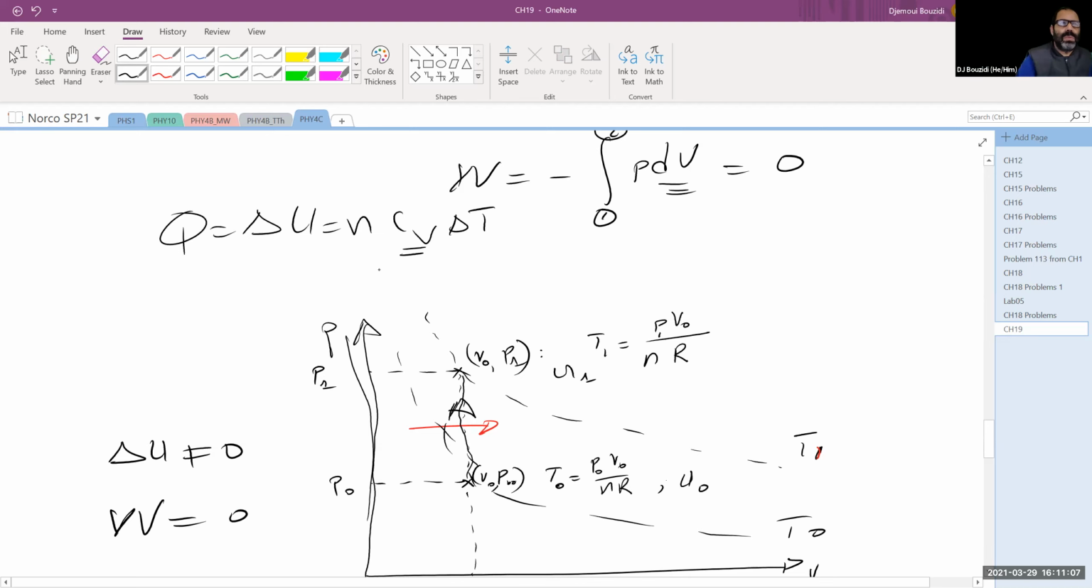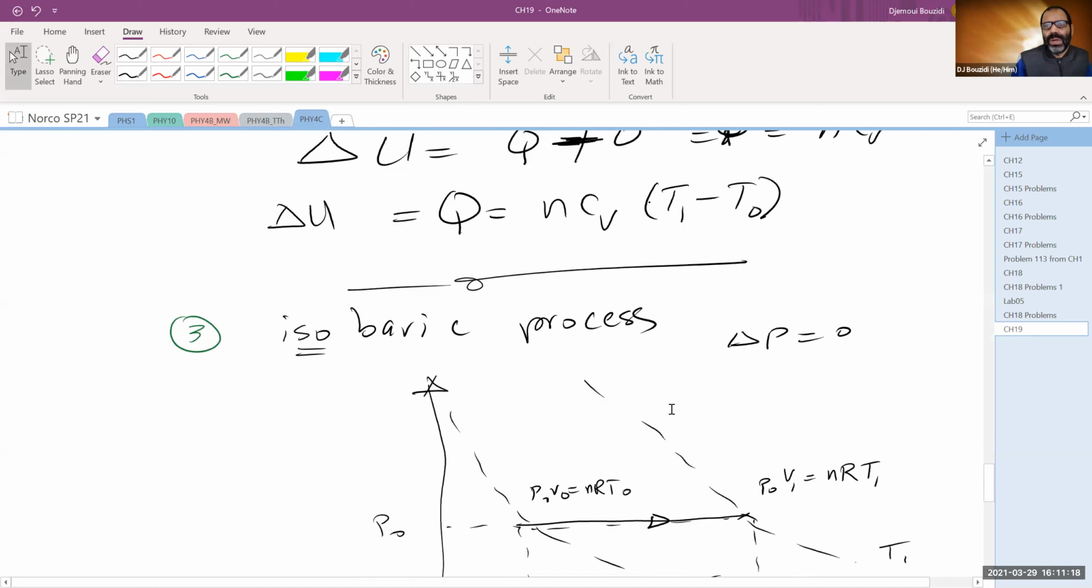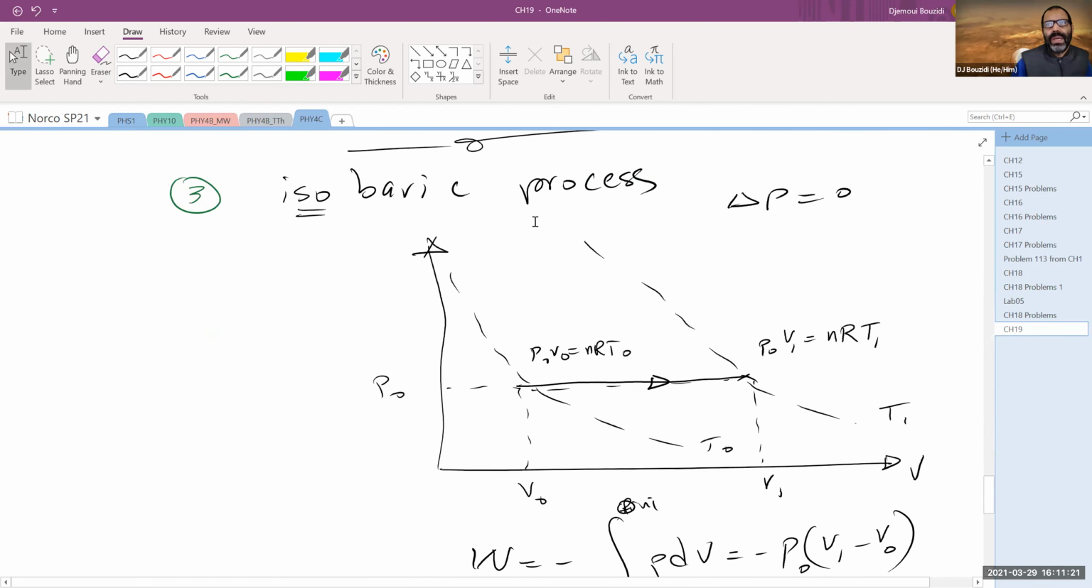We define the molar specific heat at constant volume as being this quantity, where delta T is just the change in temperature. So we can find these two quantities. Now we defined another process that was a little bit more involved, and we didn't finish it, which is the isobaric process.